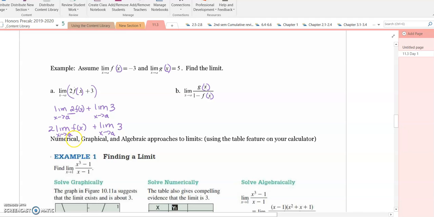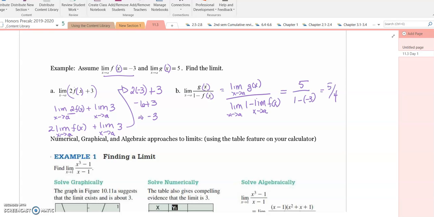Now, 2 times the limit as x approaches a of f of x. Well, we've learned that that equals -3. And in your properties, the limit as x approaches a of a constant value of 3 is just that constant. So we have -6 plus 3, and our limit value will equal -3. I would like you to make an attempt at B on your own. So pause the video. Okay, and so you can follow along with my work, again, using that properties table.